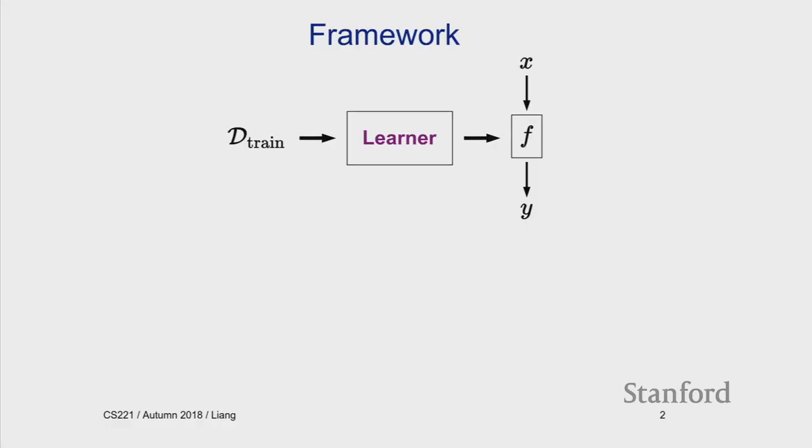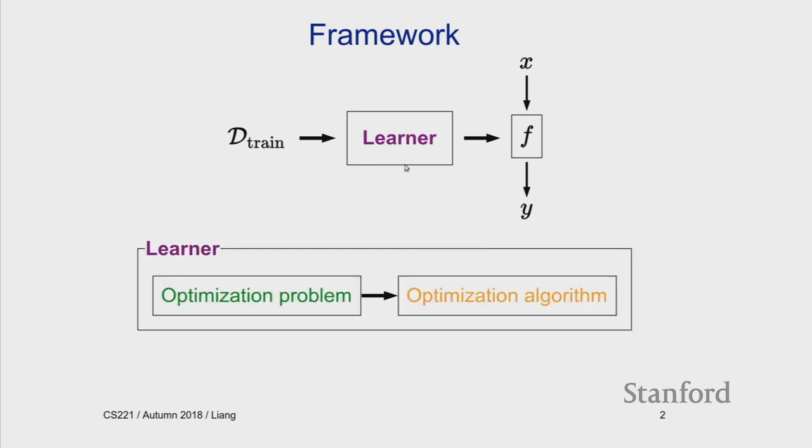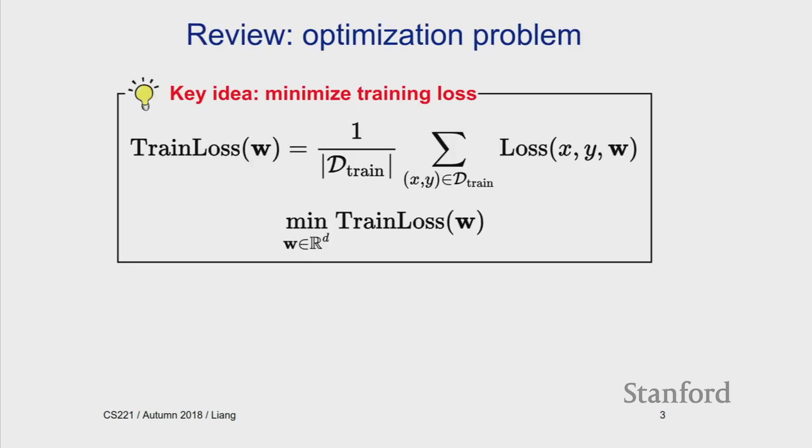Okay, so let me review what we've done so far. We're talking about machine learning. At a very high level, what machine learning is about is taking a training data set, feeding it into a learning algorithm, which will then output a predictor. And this predictor can take new inputs, x, and output new outputs, y. Last time we talked about the learning algorithm as set up as an optimization problem, and then using an optimization algorithm like stochastic gradient descent, or SGD. So let's poke into each of these boxes a little bit more.